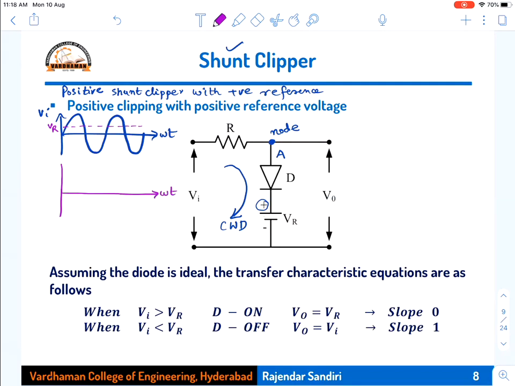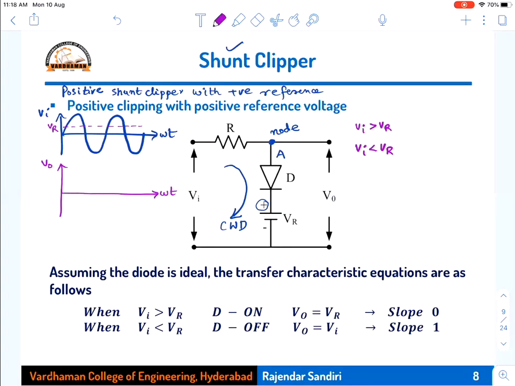Now the output waveform I can analyze based on two conditions. One is Vi greater than VR, which is the portion of the waveform above VR, and the other is Vi less than VR, which is the portion of the waveform below VR. So once a reference voltage is there, above the reference voltage and below the reference voltage, I have to compare the input with this reference voltage. So Vi greater than VR, Vi less than VR.